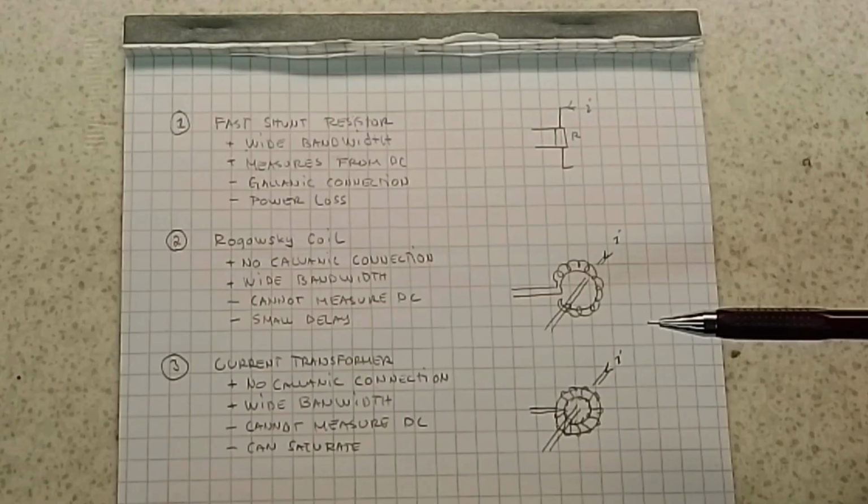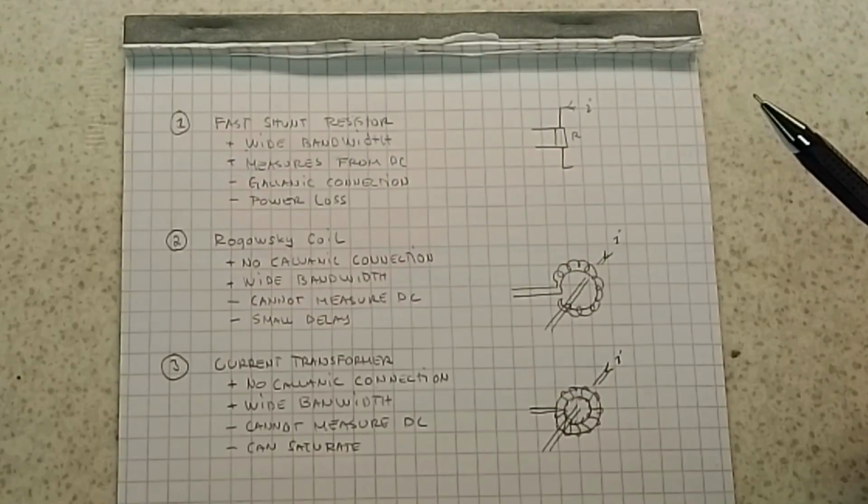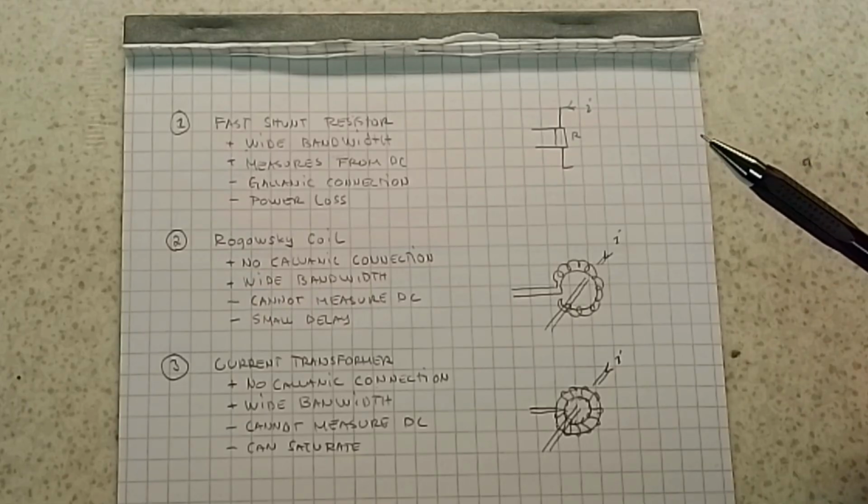Before we start the actual measurement, let's briefly go through the basic principles behind each of these methods. All the 3 sensors measure the same current, but they are based on very different physical principles, and that directly affects bandwidth, accuracy and usability.